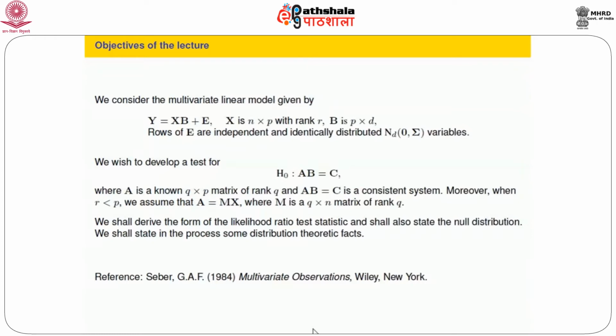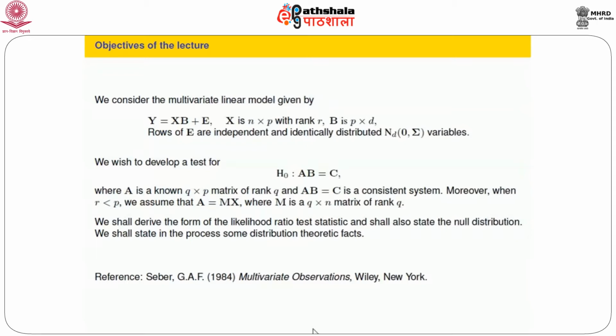Let's state the model again. This is Y = XB + E, and X is of size n × p with rank R, and this includes both the regression scenario and also the standard ANOVA models, when the X need not be of full column rank. B, the matrix of parameters, is of size p × d. Rows of the matrix E are independent and identically distributed normal variables with mean 0 and dispersion matrix Σ. We have already discussed least squares estimation of this B matrix without any restriction, and also under the restriction AB = 0 initially and then AB = C, when AB = C is assumed to be a consistent system.